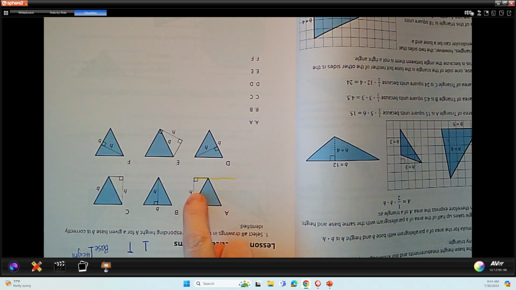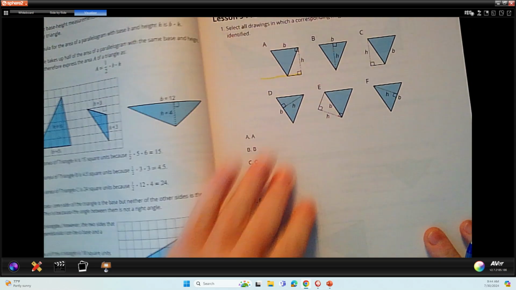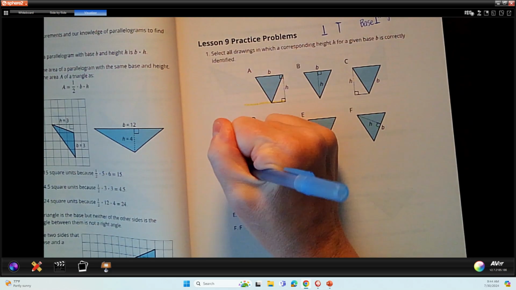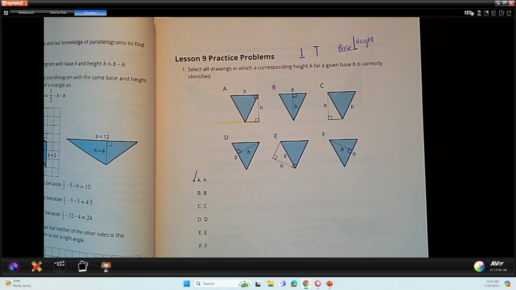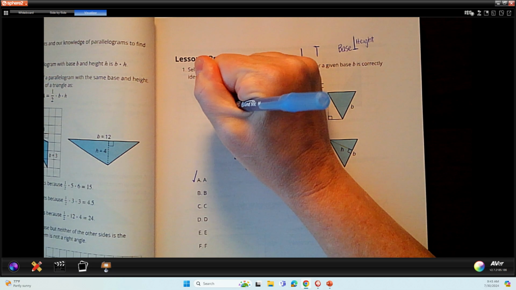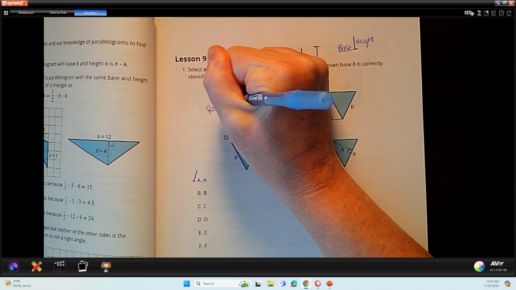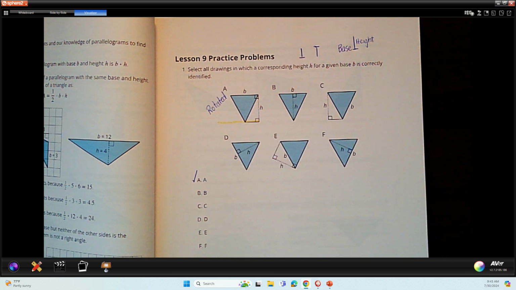So we have base, we have height. So I'm going to turn it back around and I'm going to check off that A is good. Check. A is good. It's upside down. It's been turned upside down. It's rotated, but it is correct. And I'm just going to write rotate it here so we can kind of remember that it's kind of upside down.